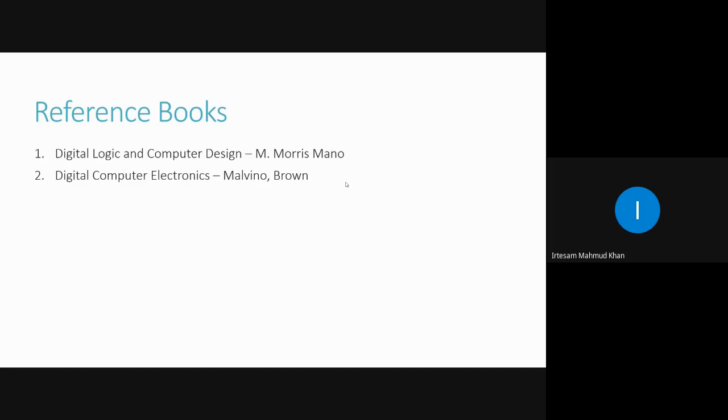This is very well written, and if you simply go through this book, you can understand every part of it. And there are some pretty good examples as well. So you can also practice a bit and be prepared for the exams. Also, the Melvino Brown book, Digital Computer Electronics, I will be providing in the PDFs in the LMS, so no worries about that.